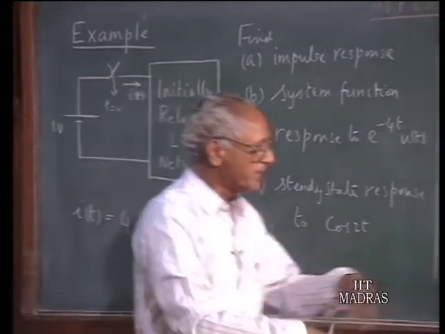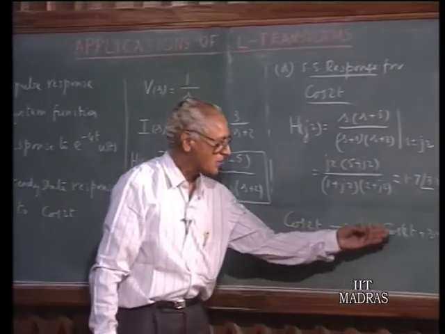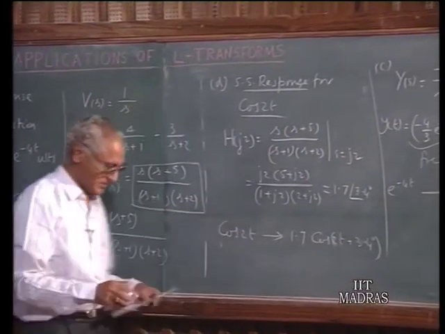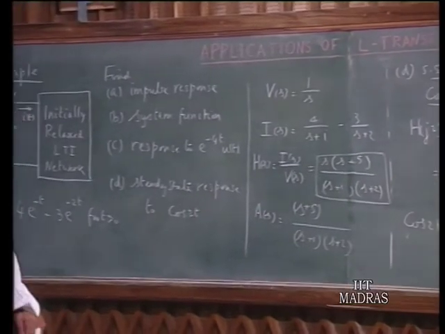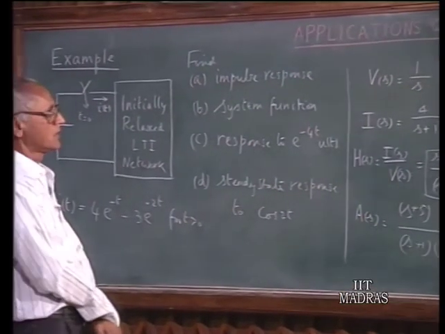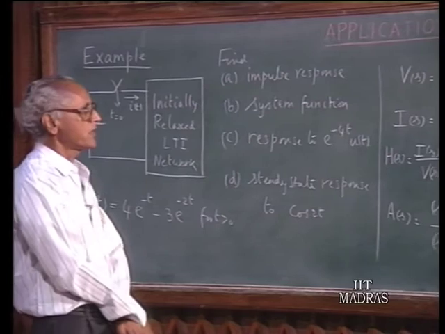If it is sin 2t, it would still be 1.7 sin(2t plus 3.4 degrees). So this is how one can use the frequency response function to evaluate the steady state response with sinusoidal driving forces.